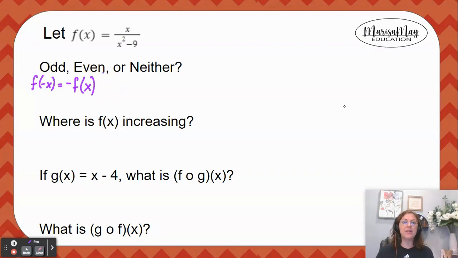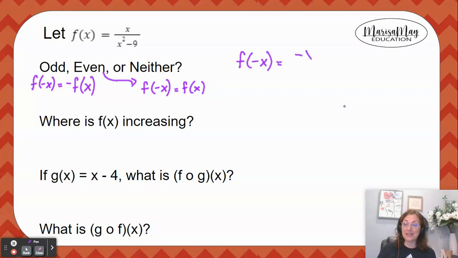This is odd. Even would mean that if I substitute a negative x for x, then I get the same as the original. And then obviously neither would mean that none of those happen. So let's take a look at what happens here if I substitute a negative x into my function. On top, I'll replace the x with negative x. On the bottom, I replace the x with negative x. Notice I put it in parentheses because it's going to make a difference.